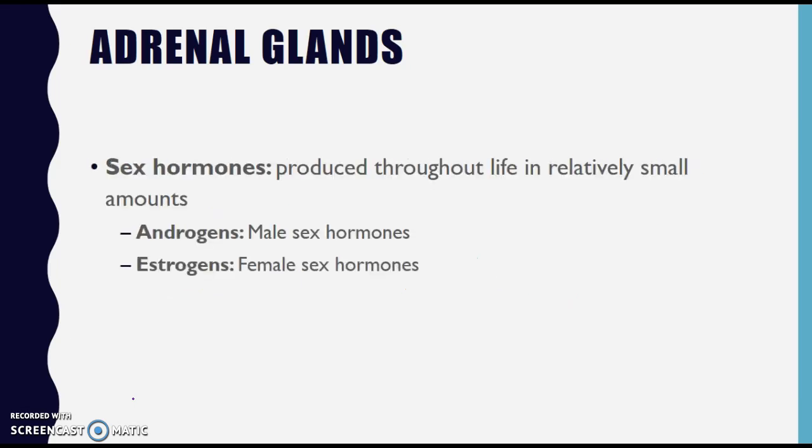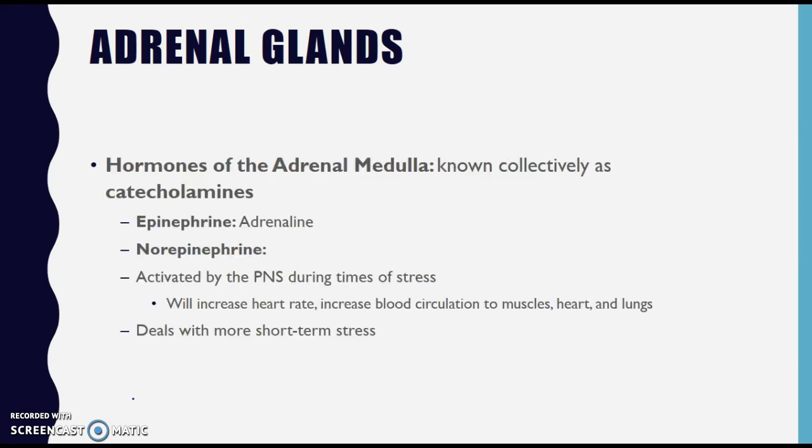Last but not least, we have our sex hormones. They're produced in really small amounts in the adrenal glands, so we're not going to get into all the functions of them yet because we're going to hit them when we get to the ovaries and testes. But really just know that androgens released from here are known as your male sex hormones, and estrogens are known as your female sex hormones.